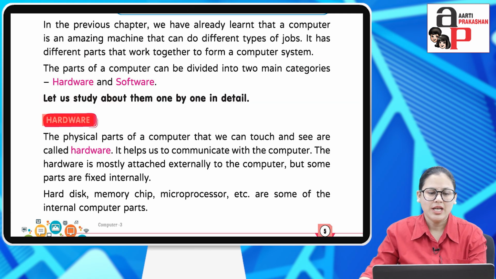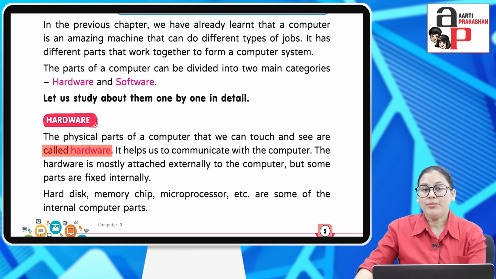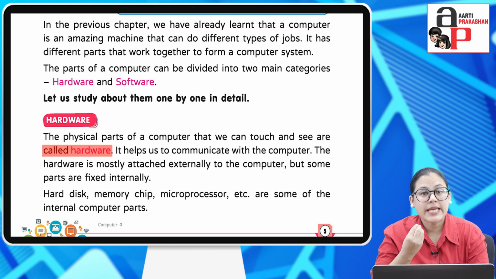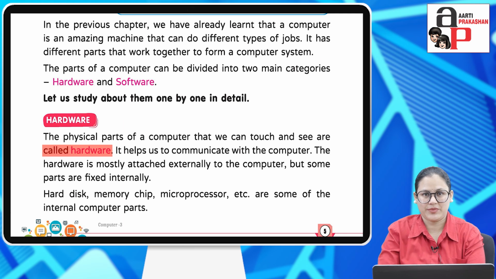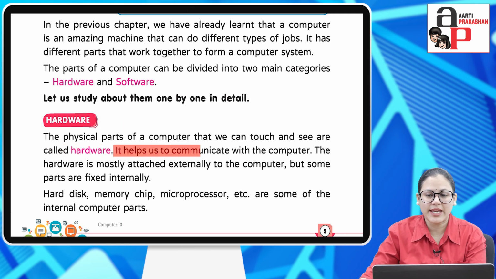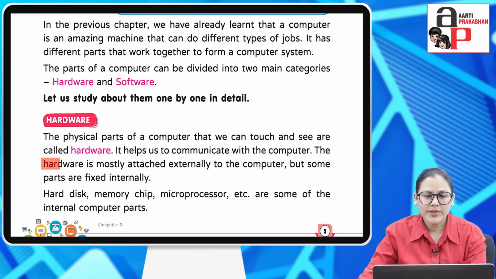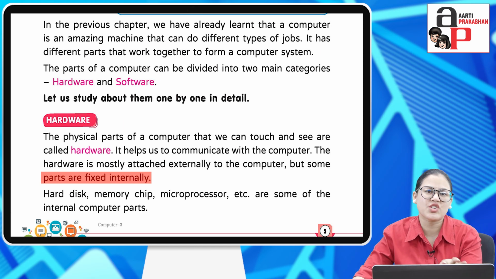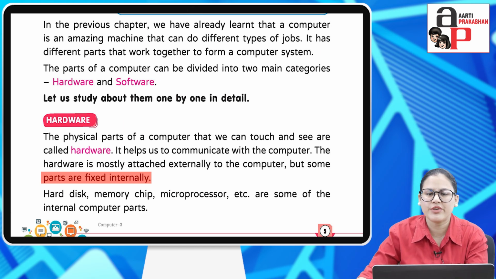First, hardware. The physical parts of a computer that we can touch and see are called hardware. Okay, see, parts of a computer that can be seen by us or those parts which we can touch, these are hardware. Okay, so it helps us to communicate with the computer. The hardware is mostly attached externally to the computer. Okay, but some parts are fixed internally. Well, most of the hardware parts are attached externally, but few of them are fixed internally.